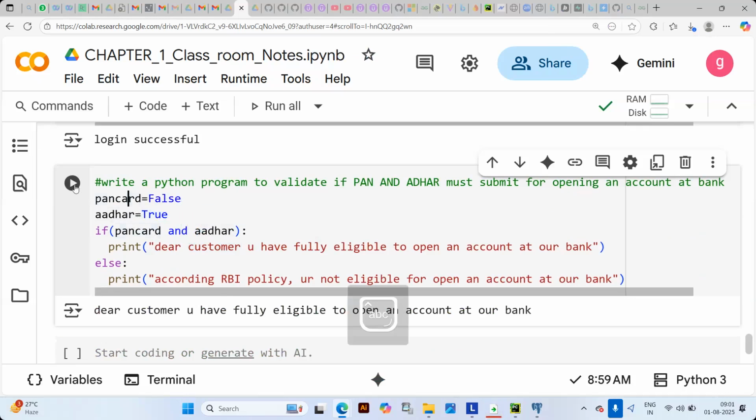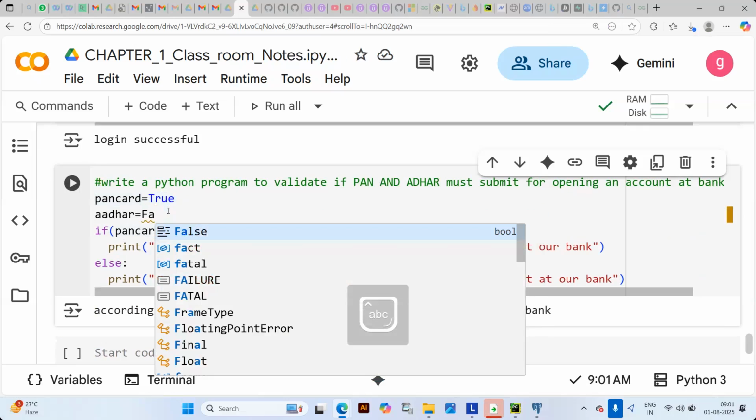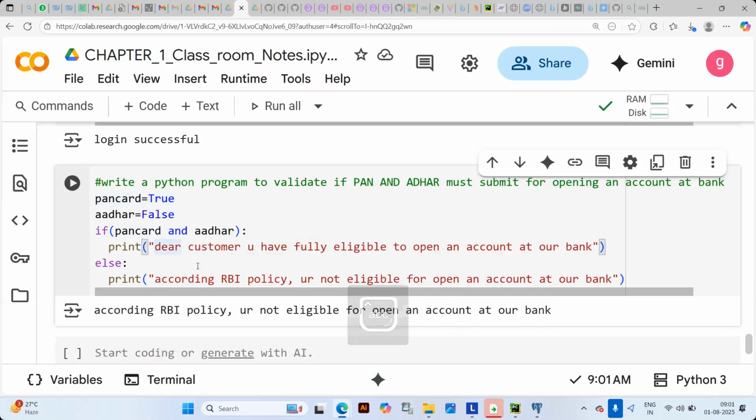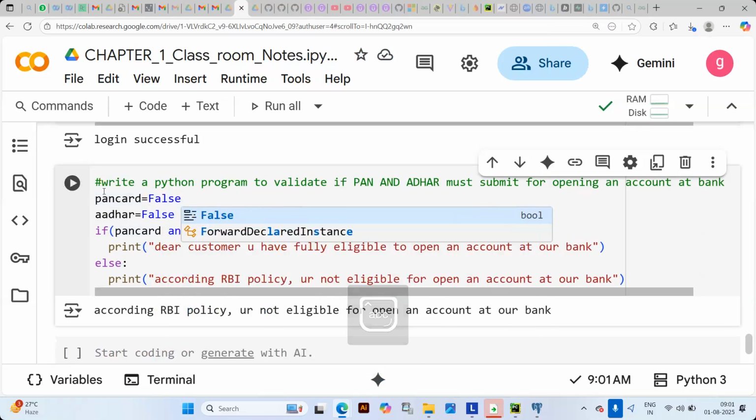then what happens? Now the account cannot be opened. Yes or no? Even this is going to be true and this is going to be false. Yes or no? And obviously what happens now? Obviously not possible. Both will be false, not possible. Yes or no? So I think everybody has understood when to apply the logical AND operator.